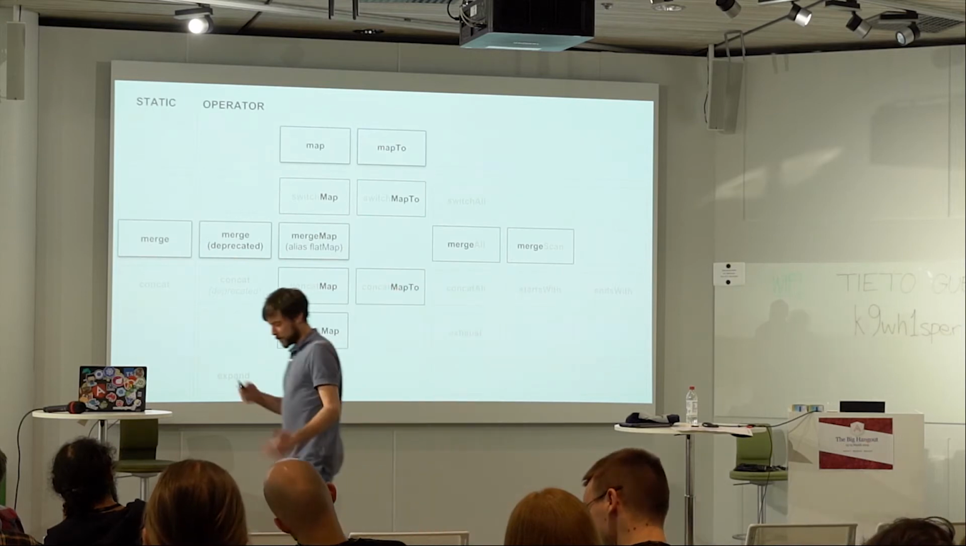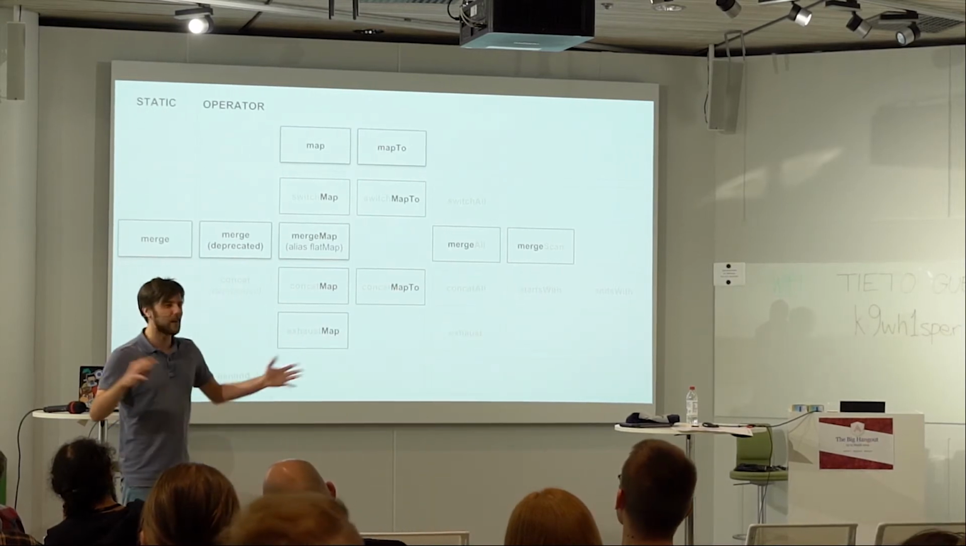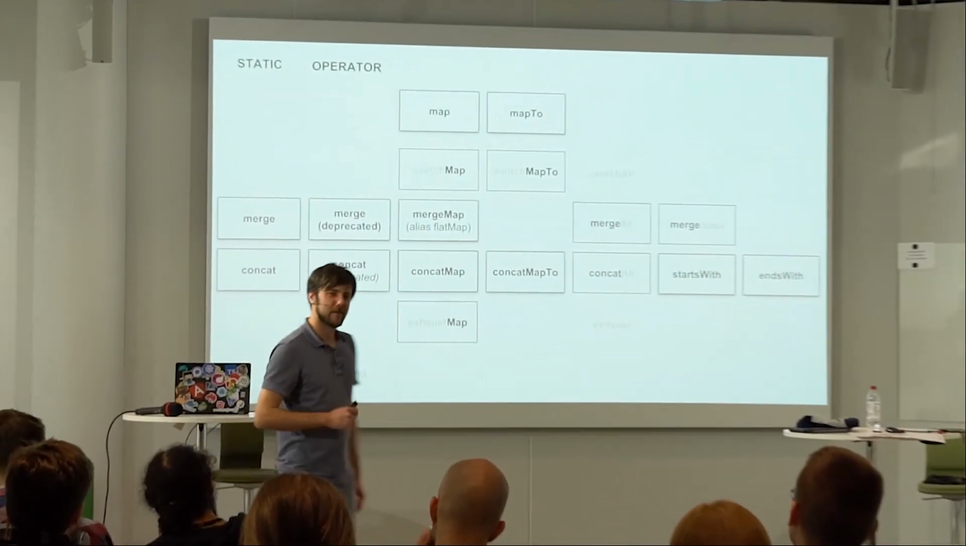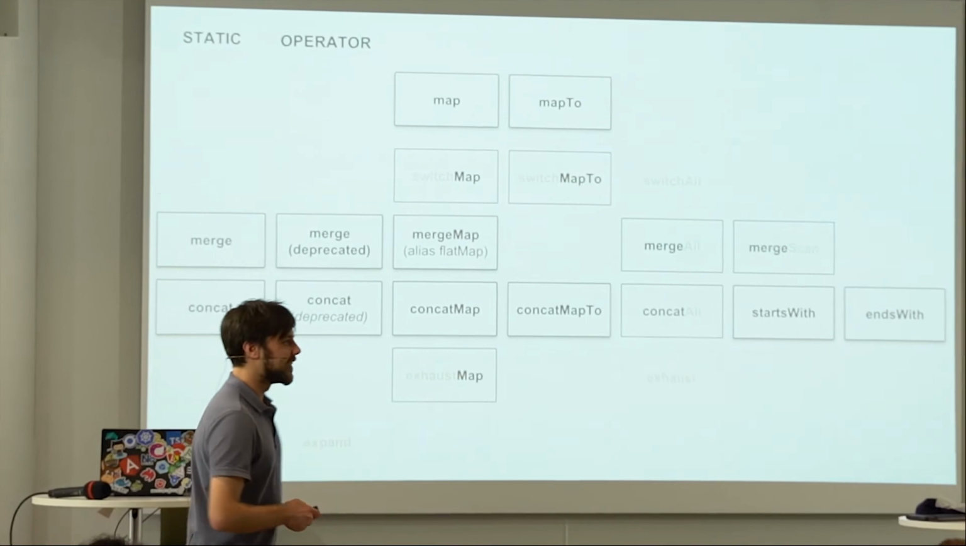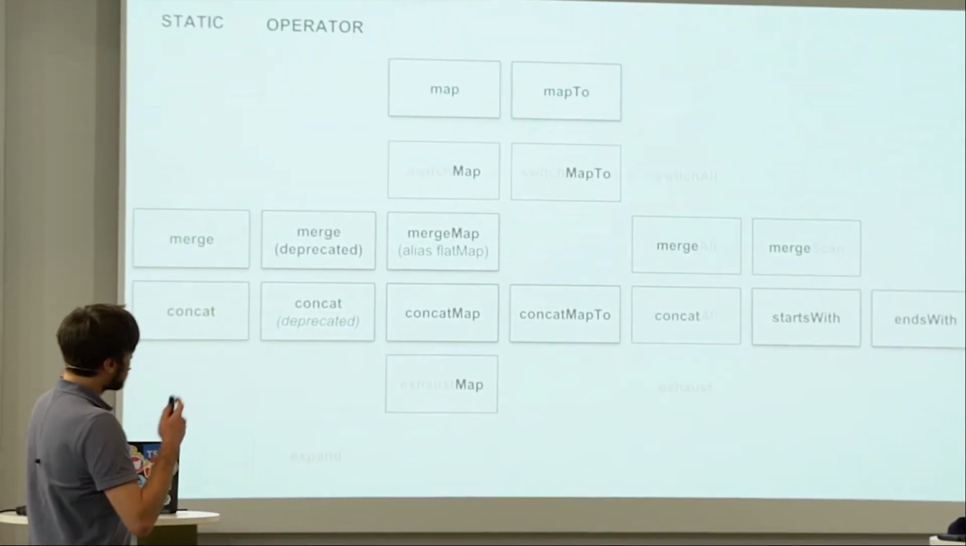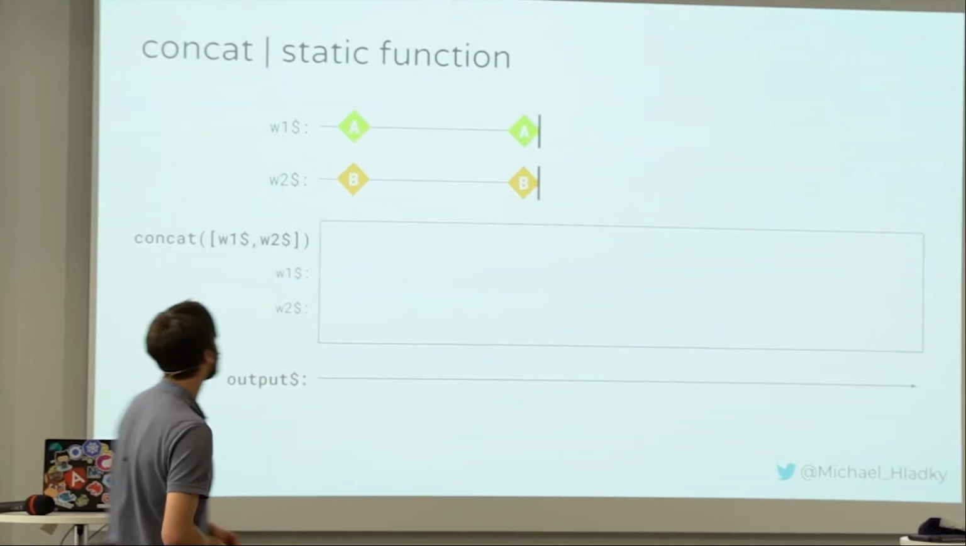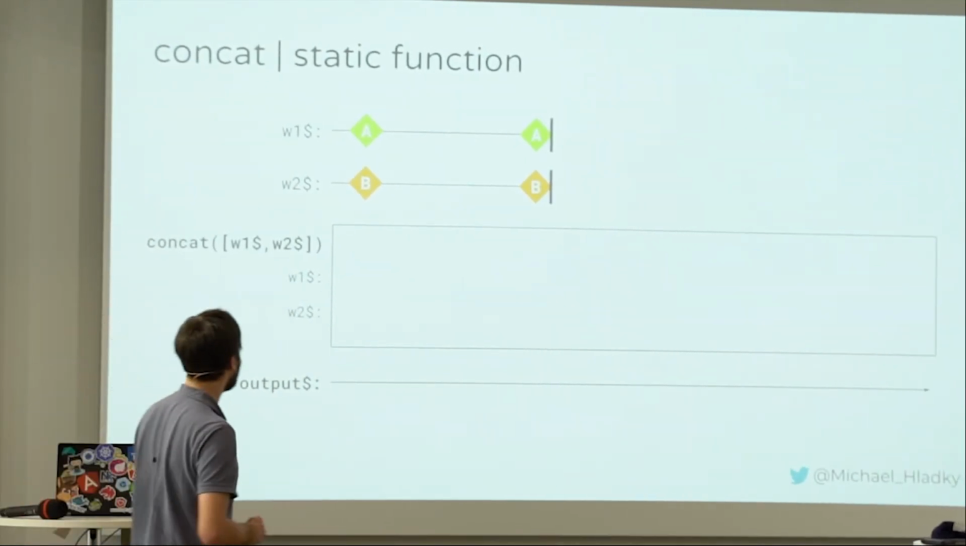Okay, so let's talk about concat. Concat has a lot of variations. We can see concat has 7 variations, and they are very, very similar. Let's start with the very basic one. Let's start with the concat static function.